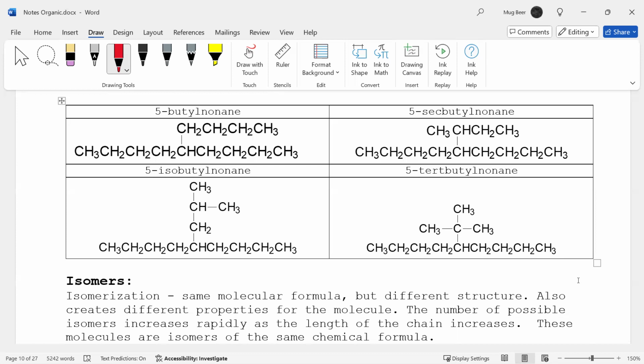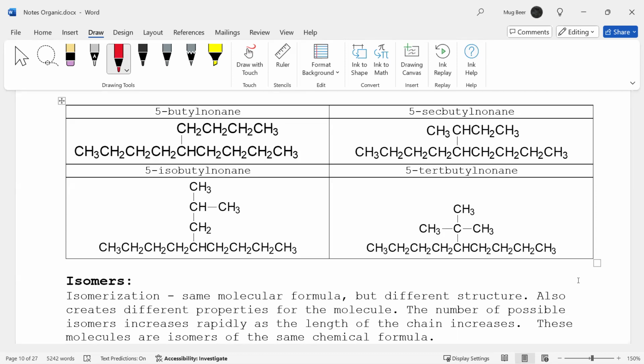Because if there was only 8 here, then it could be 1, 2, 3, 4, 5, 6, 7, 8 now. Right? This would not be the main chain. So 9 in a row, I can attach 4, and I would have to attach it to the middle carbon. If I attached it to any of these other carbons, then it would be longer that way. Okay, so this one is just 5-butyl nonane, so nonane, butyl, 4 carbons, and then 5 because it's attached to 1, 2, 3, 4, number 5 carbon on this chain.